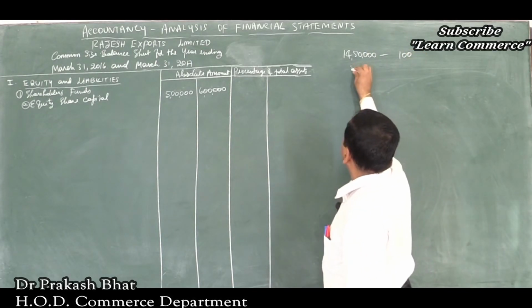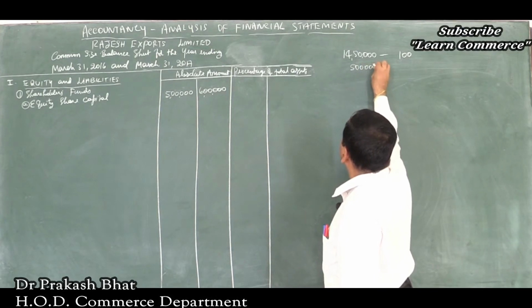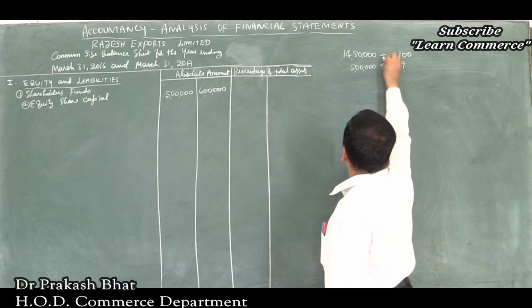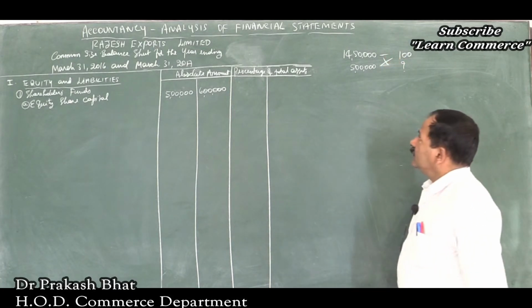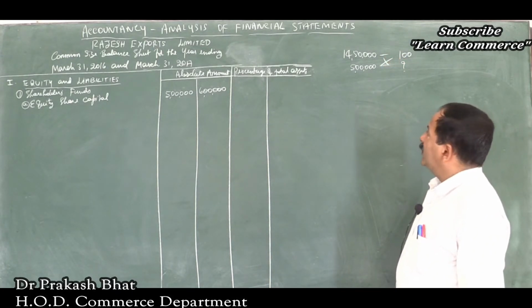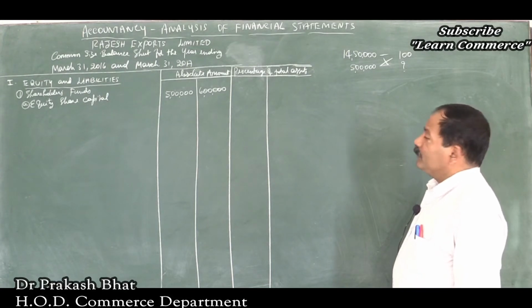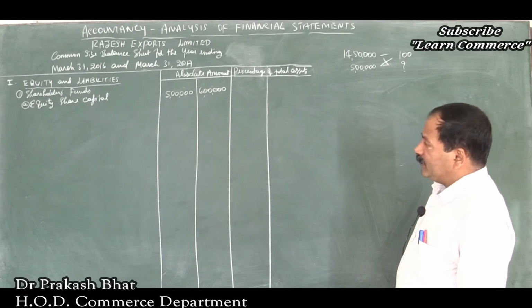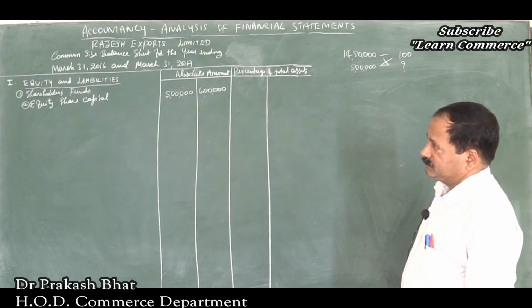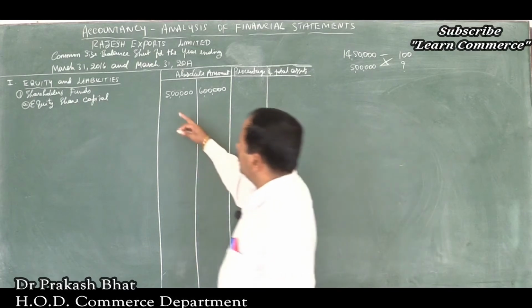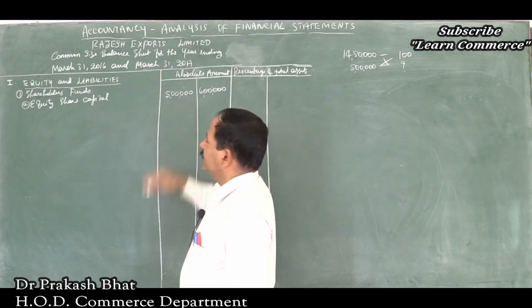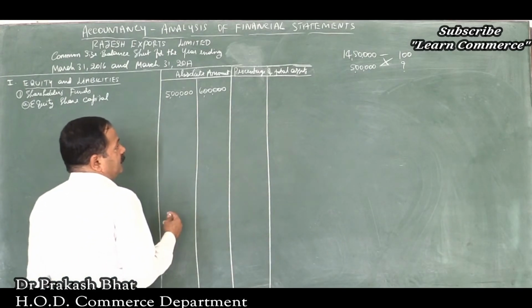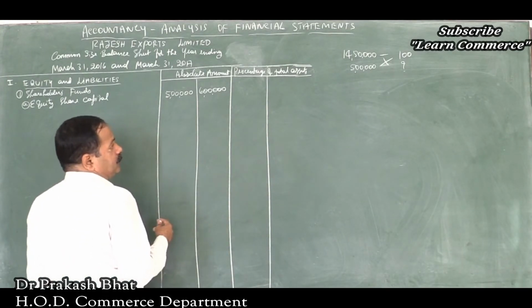Therefore, 5 lakh means how much? So, cross multiplication. Clear? 5 lakh into 100 divided by 14 lakh 50,000. That's what you have to do. If you want, write it using a pencil. I will write here, but don't write this in the examination. No need of writing it.